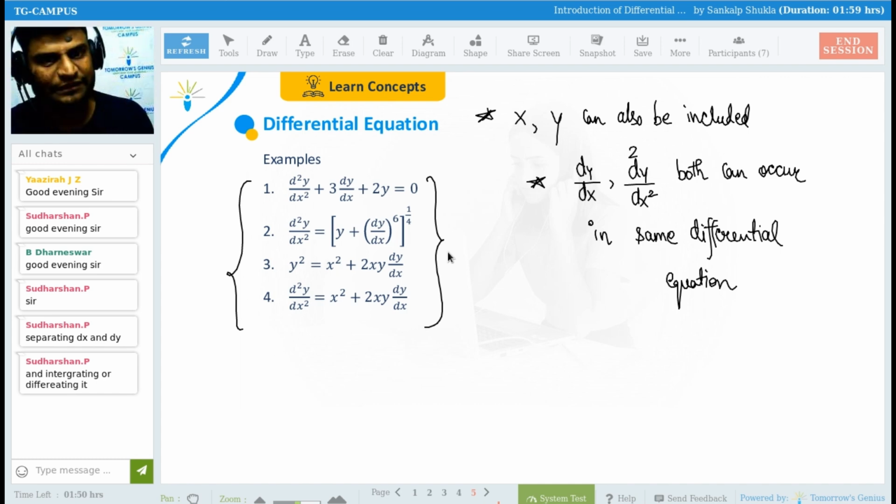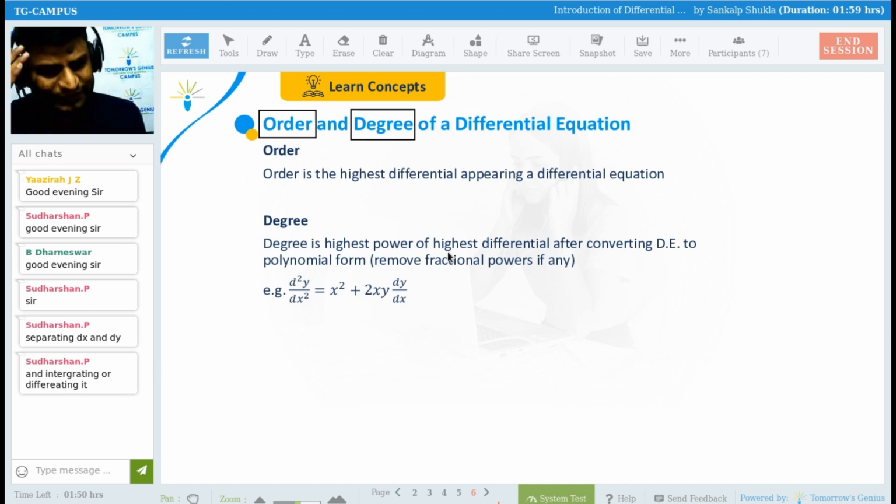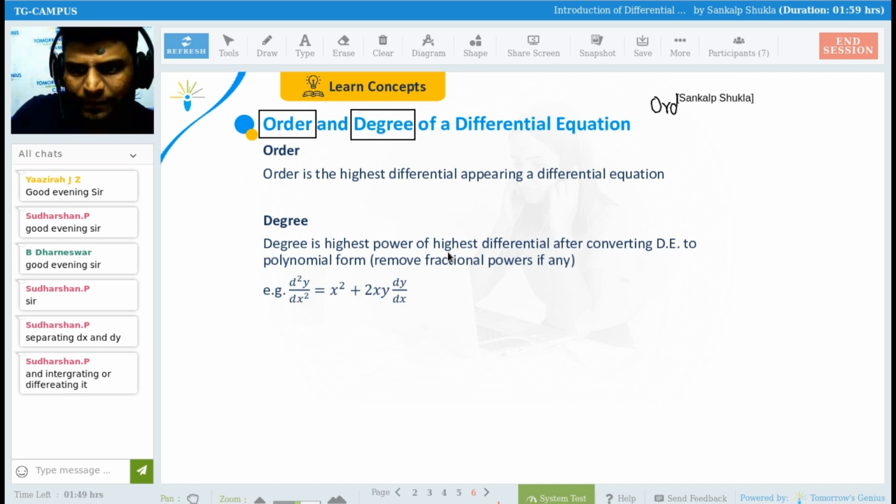Okay. Now the very first thing that we are going to study in differential equations is order and degree of a differential equation. Order and degree of a differential equation. Okay? So pay very much attention over here, because this is a question which can appear in JEE also, but it is a mandatory question in CBSE. Okay? So what do you mean by order?